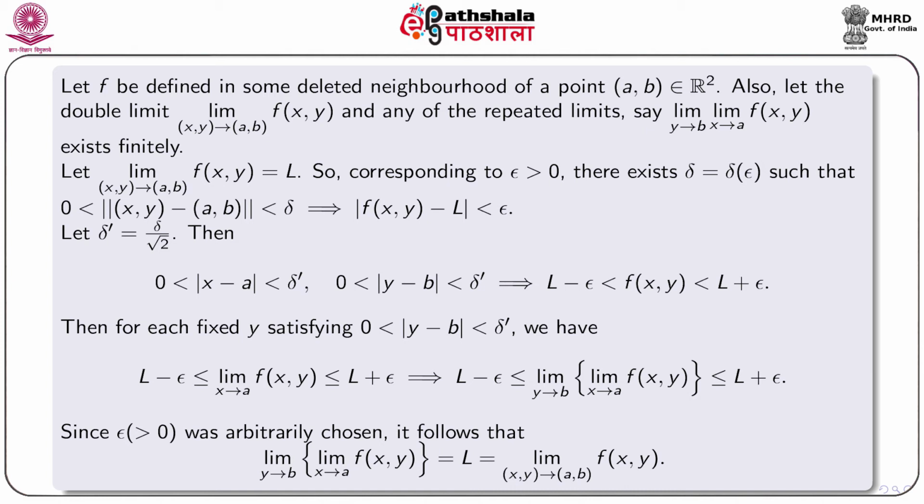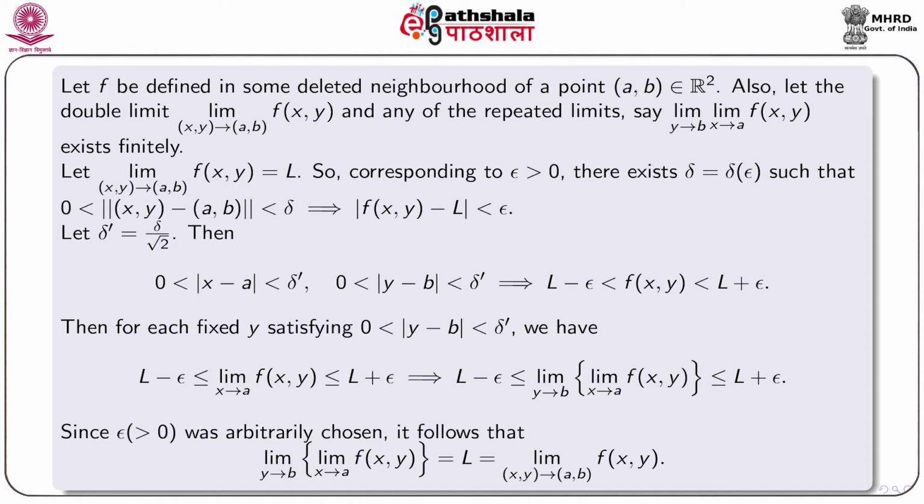We take delta dash equal to delta by root 2 and consider those (x, y) such that 0 less than mod x minus a less than delta dash and 0 less than mod y minus b less than delta dash. Such neighborhoods are called rectangular neighborhoods. And we can check whenever (x, y) is in such a neighborhood, we have L minus epsilon less than f(x, y) less than L plus epsilon.